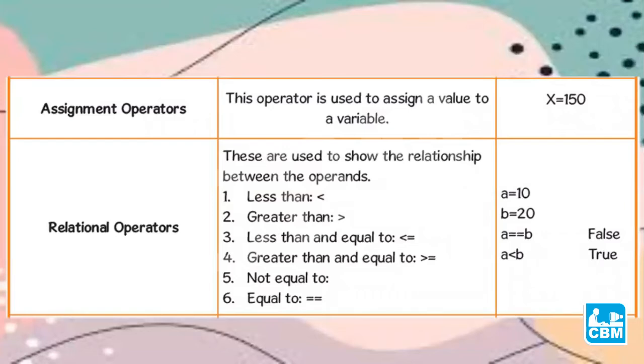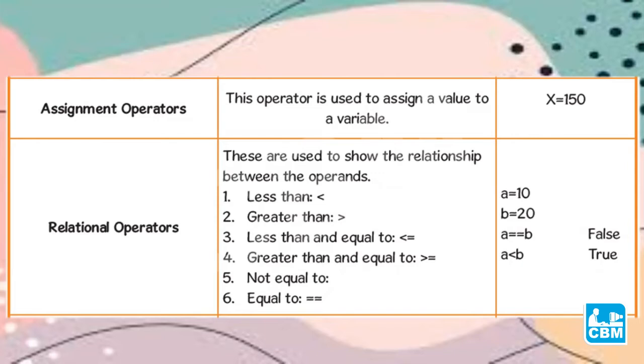Assignment operators are used to assign a value to a variable. For example, x is equal to 150. Here, the variable x is assigned the value of 150.